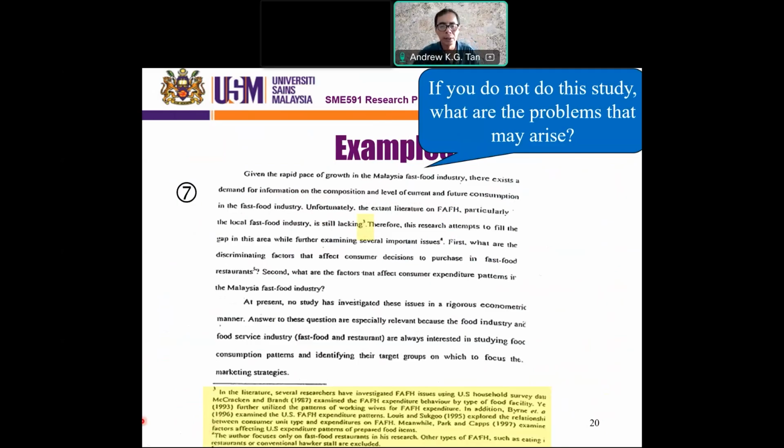Okay, this is still okay. "Answers to these questions are relevant because the fast food industry and food service industry are always interested in studying food consumption patterns and identifying their target groups on which to focus their marketing strategy." This is good here, but all this is unnecessary in the problem statement.